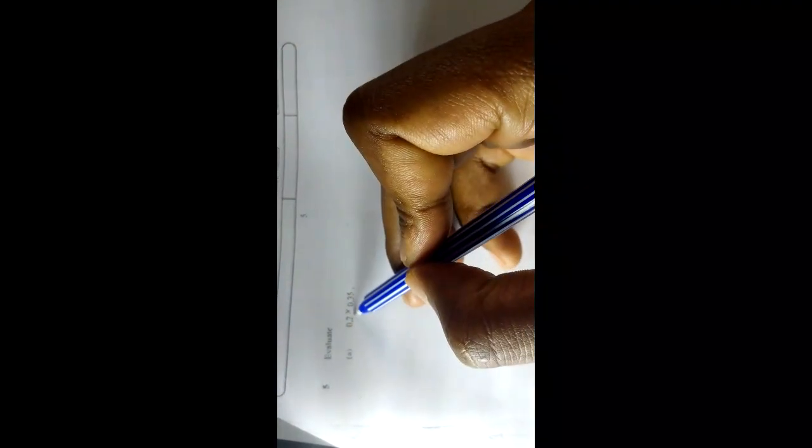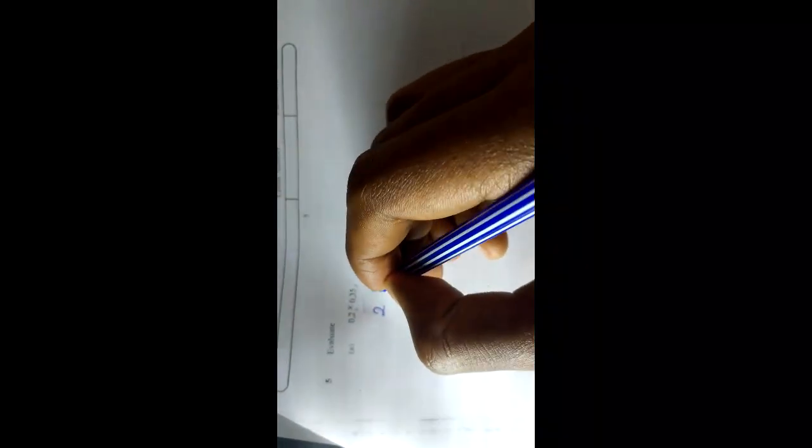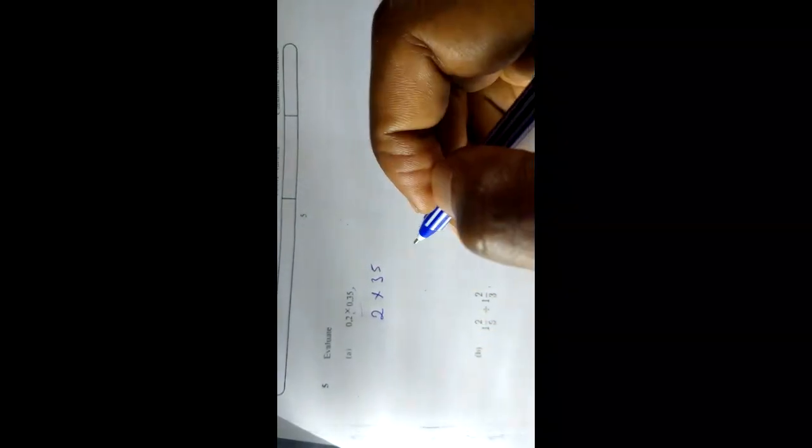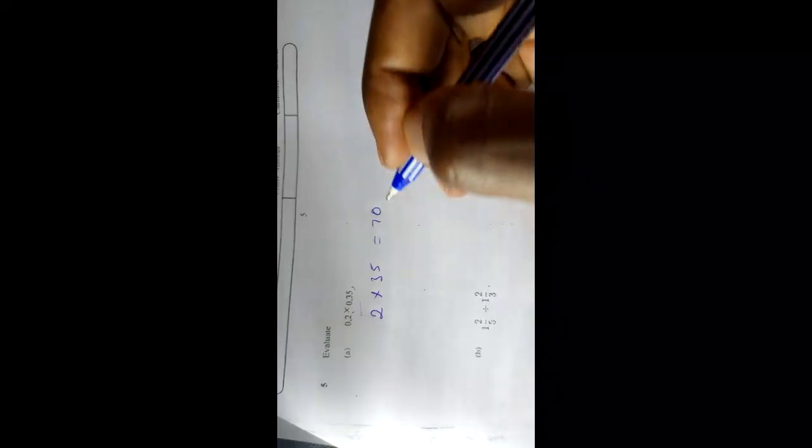Question number 5, it reads, evaluate 0,2 multiplied by 0,35. So you just ignore the decimal places. So it's going to be 2 multiplied by 35, and we get 70.